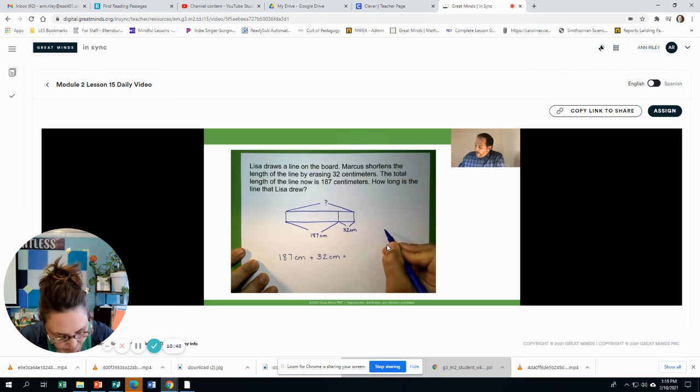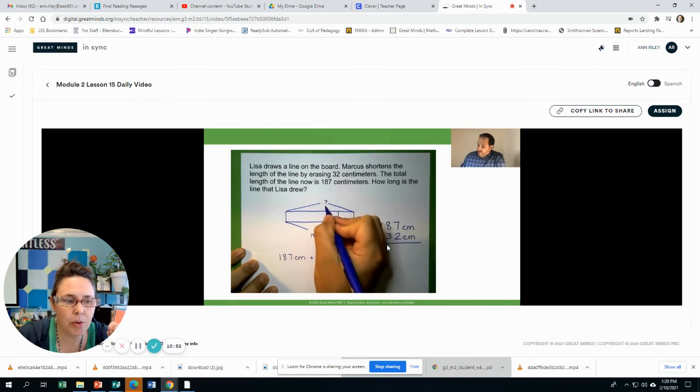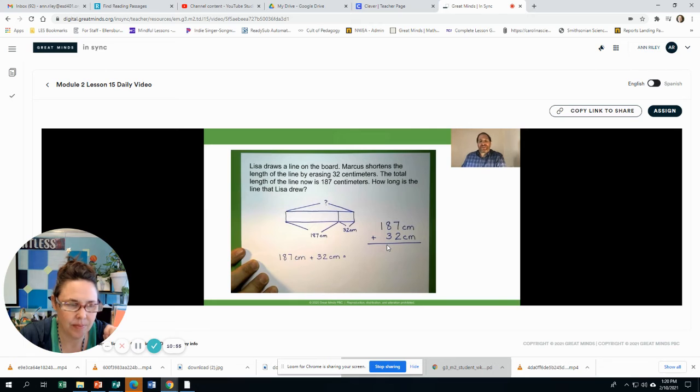So I'm going to take this problem and write it vertically. So I'll represent 187 centimeters. And right below that, 32 centimeters. So follow along writing this on your board. The line that was on the board that Lisa drew. Just like we had done with the place value discs, let's go ahead and add those ones first. What is 7 ones plus 2 ones? That's right, 9 ones. So I'm going to write that in my ones column just below the 7 and the 2.